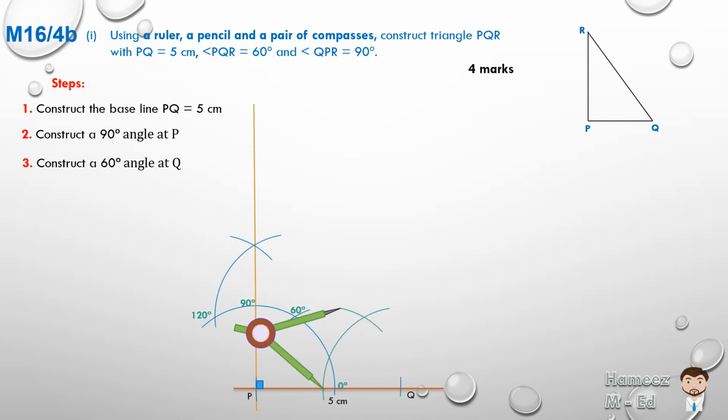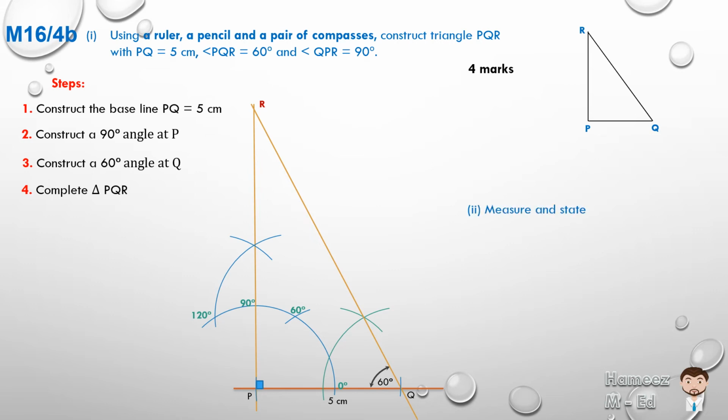And we scribe an arc. And where the two blue arcs intersect, we can draw a long line through Q and the points of intersection. And where those two lines intersect up on top, that will give us R. So we've completed the triangle. Part 2, measure and state the length of PR. And that would just be using our ruler, and that gives us 8.7 centimeters.